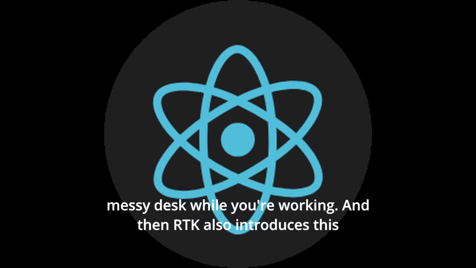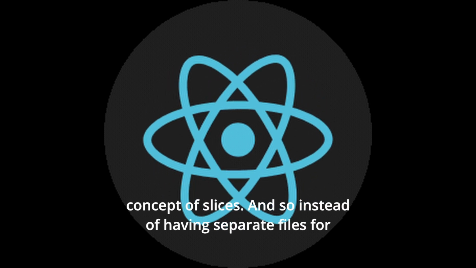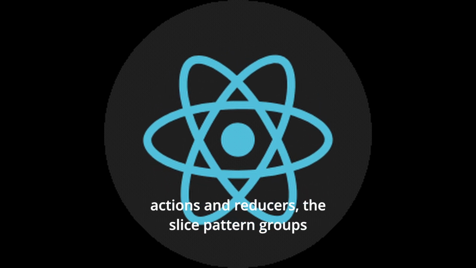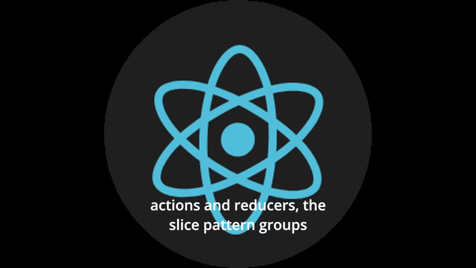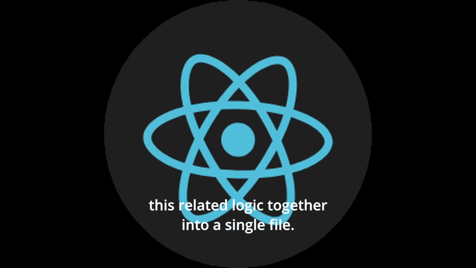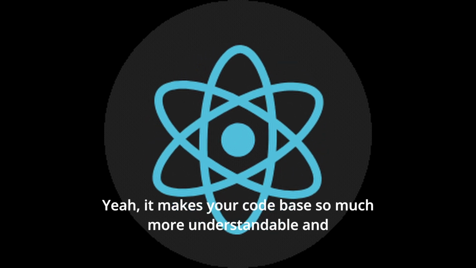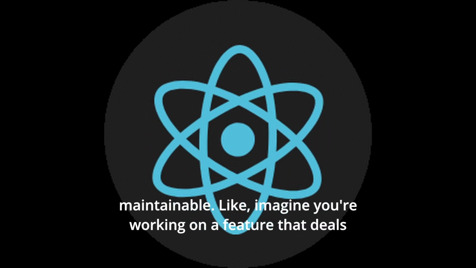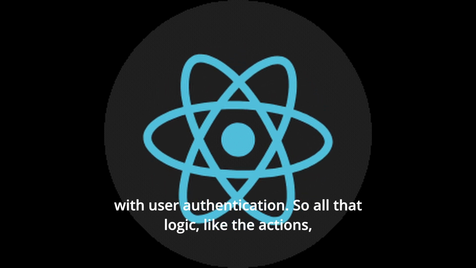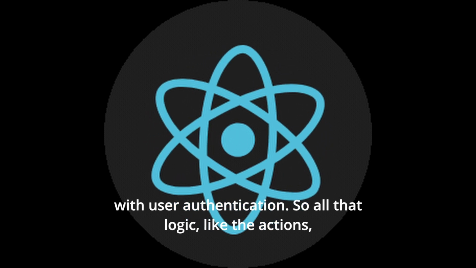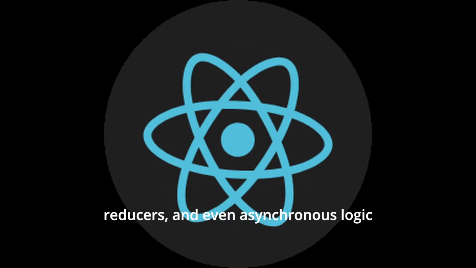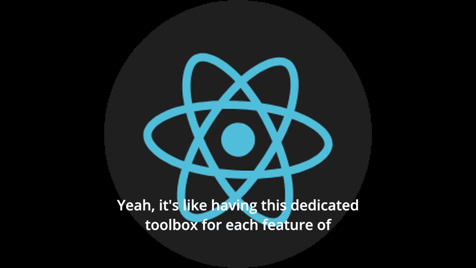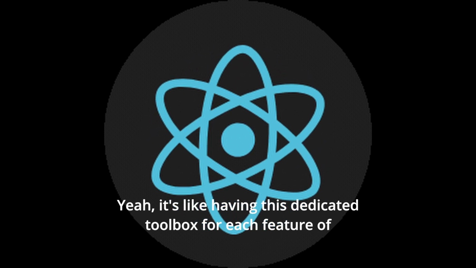And then RTK also introduces this concept of slices. And so instead of having separate files for actions and reducers, the slice pattern groups this related logic together into a single file. Yeah, it makes your code base so much more understandable and maintainable. Imagine you're working on a feature that deals with user authentication. So all that logic, like the actions, reducers, and even asynchronous logic can all live together in that slice file. Yeah, it's like having this dedicated toolbox for each feature of your application.